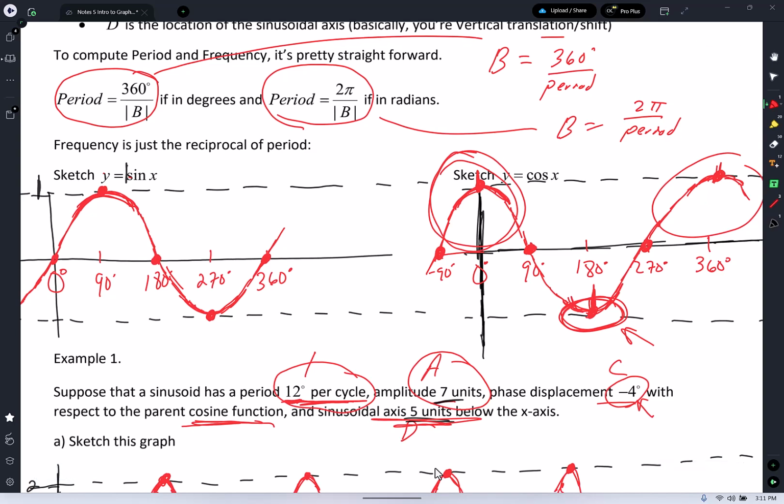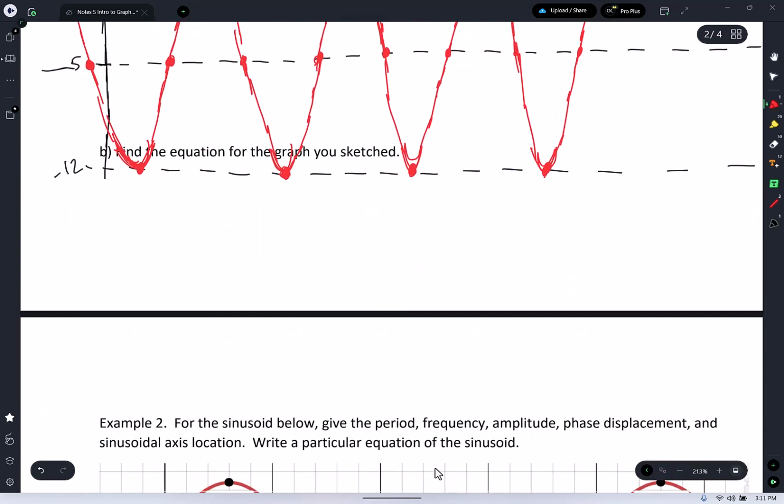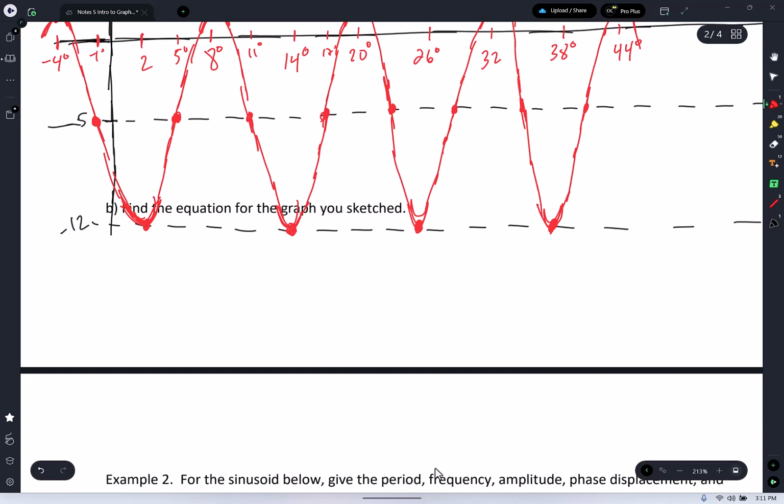See, it tells me right here. With a phase displacement of -4 degrees with respect to the parent cosine function. So this is my cosine function. Move 4 to the left. That to the left, yeah. All right. So it's 5, and then you just add -5 plus 7, and that's how you get -5 plus 7, -5 minus 7.